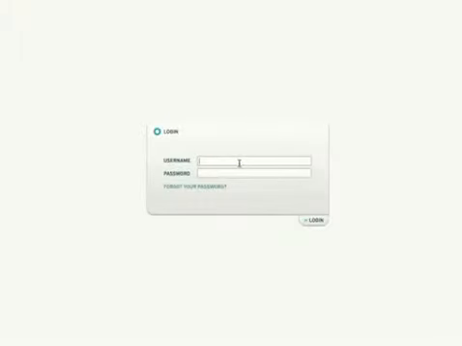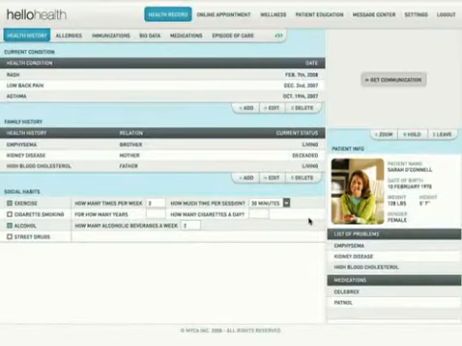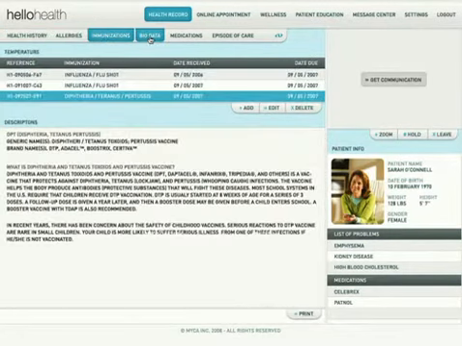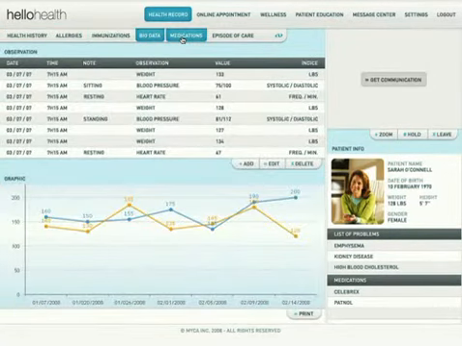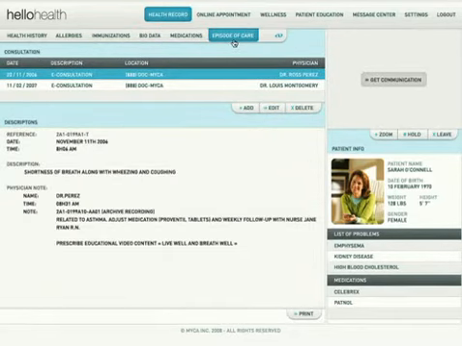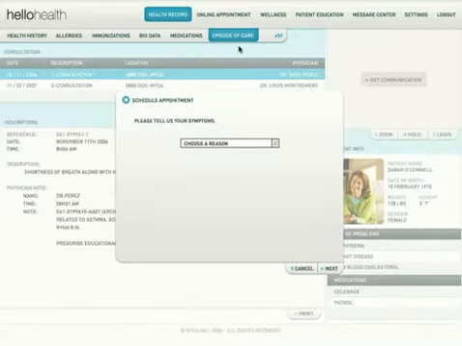So if I'm a customer at Hello Health, I just log in. And this is what I see. I can see my health history, my allergies, my immunizations, biomonitoring data. You can see my medications and all the different episodes of care that I've had. All of the medical information about you is accessible to you. But really what you want to do here is make an online appointment.